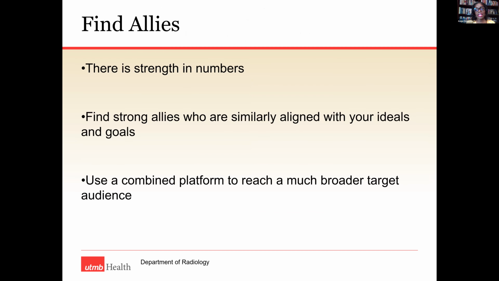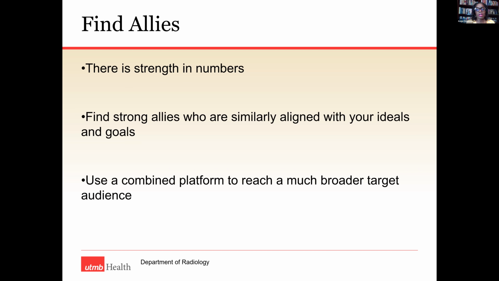The third point that I want to share with you is that you need to find allies. So we know that there is strength in numbers. What does that mean? You need to find strong allies. A strong ally is someone who is going to have a voice that potentially is going to reach a much larger audience than you can reach. But you need to find an ally who has similar ideals and goals to you.